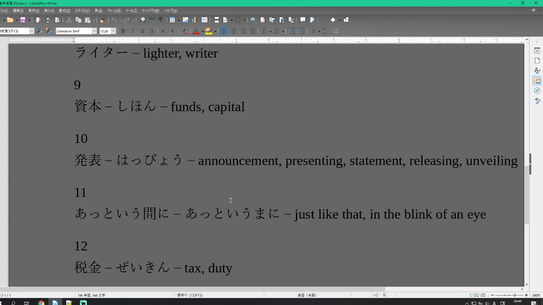Number 10 is hapyo. Hatsu on the left side is to go out, and I get a sense of stepping out of a tent. Hatsu is discharge or departure from something. Kyo on the right side is a table, a diagram, or a chart. So the discharge of some chart is an announcement or a presentation. In college, they called all our presentations in Japanese class our hapyo. So this is an announcement, presenting, statement, releasing, or unveiling of something with hapyo.